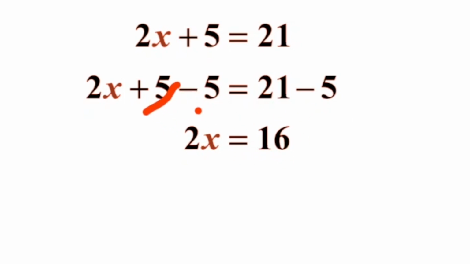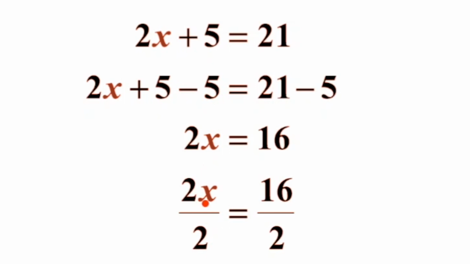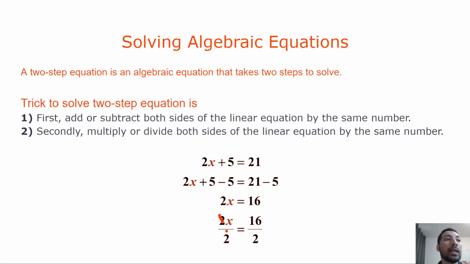So these 5 and these 5 cancel each other out. And 21 minus 5 equals 16. Now we can use either multiplication or division. So the trick here is 2 and x are in multiplied form. So we use division. So dividing by 2 gives us x equals 8. 16 over 2 is x equals 8. This is how we solve the two-step equation.